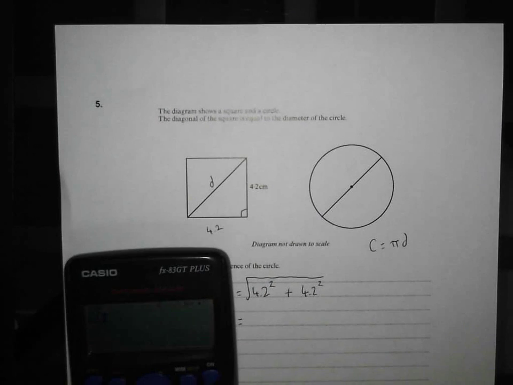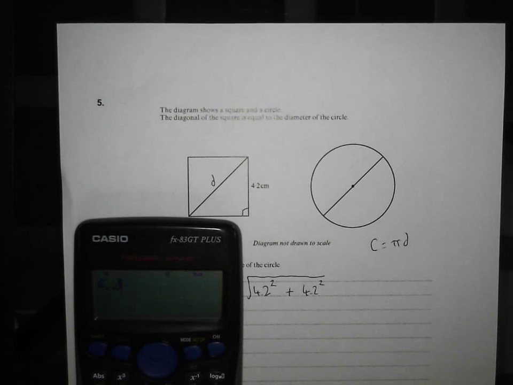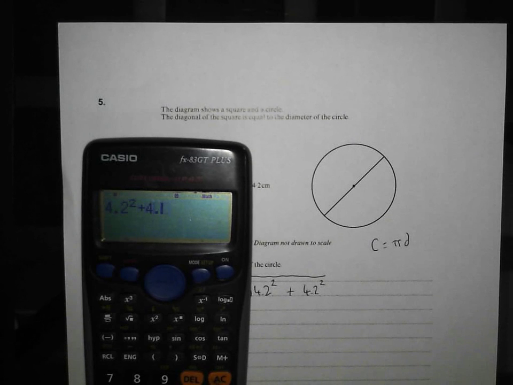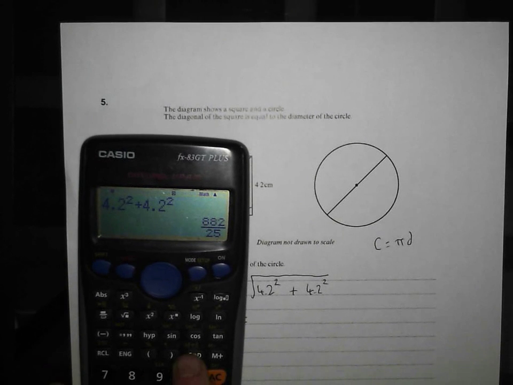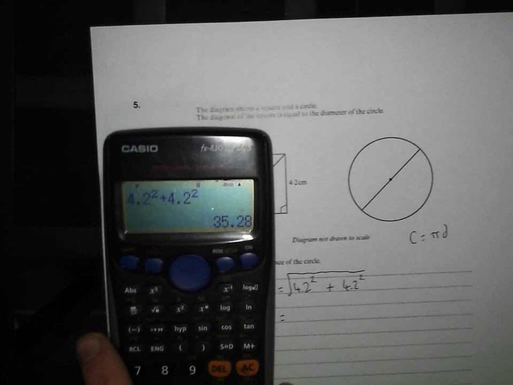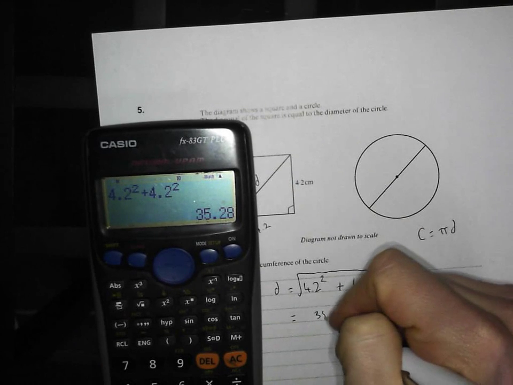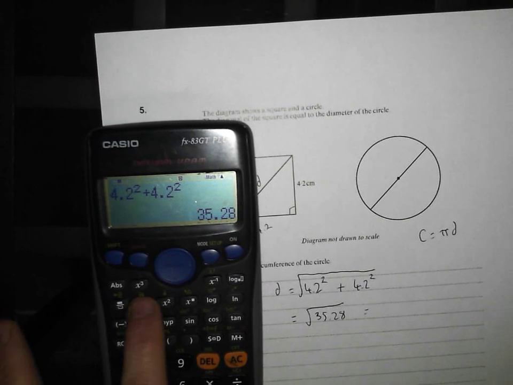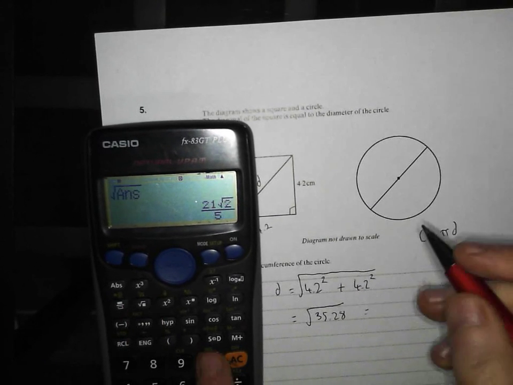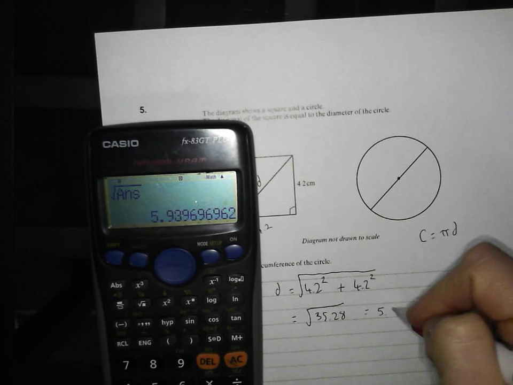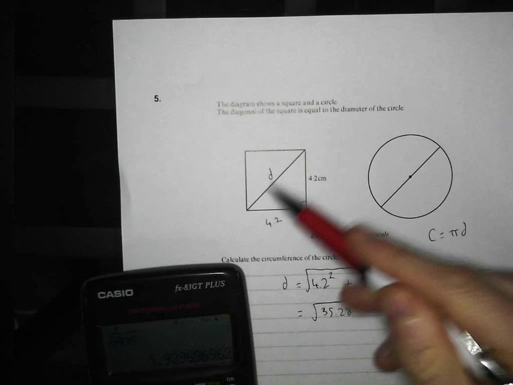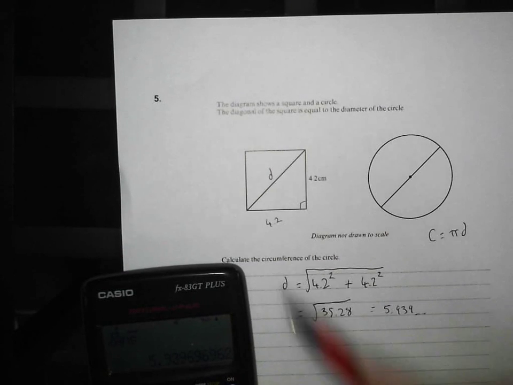Alright, here we go. 4.2, square it, hopefully you can see this, plus 4.2, square it, get my answer. I'm going to press my SD to make it look a bit nicer. 35.28. And remember to square root my answer. So square root is going to be equal to, let's have a look here, 5.939 blah blah blah. So that is my diagonal of the square, and a quick check, that seems to be bigger than 4.2, so that's looking good. The hypotenuse is always going to be bigger.